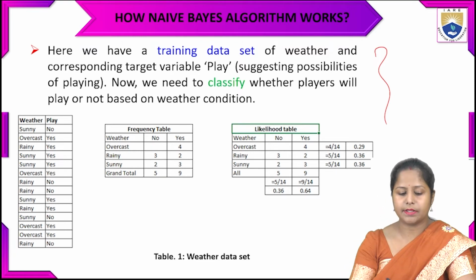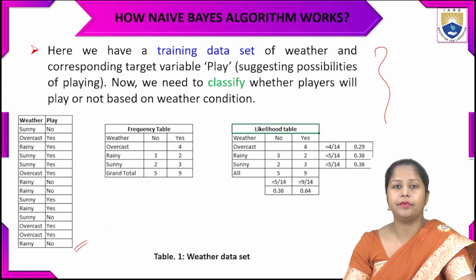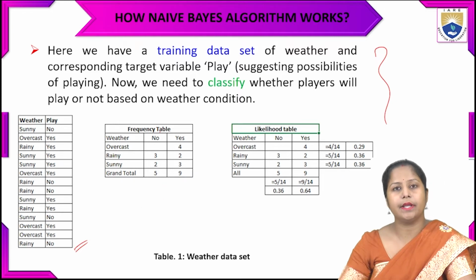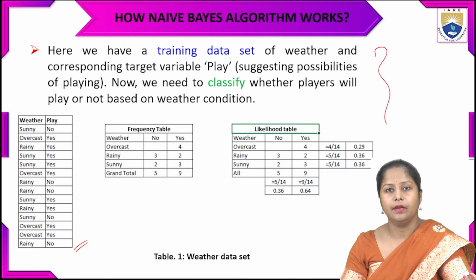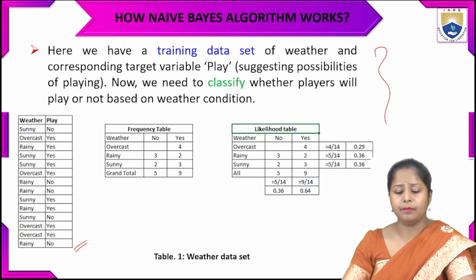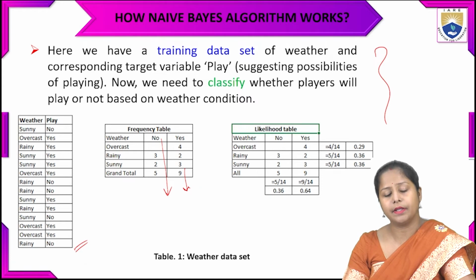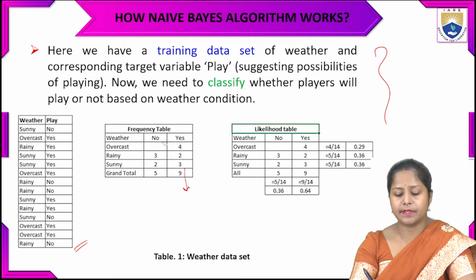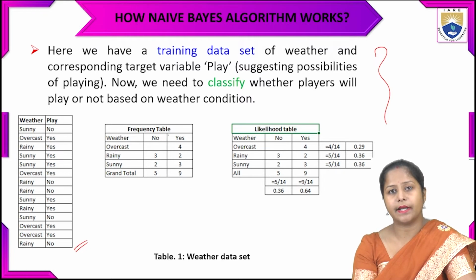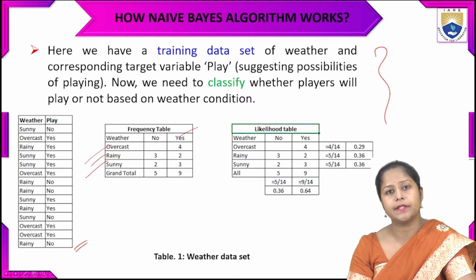Now after the first table is given, on the basis of that we have to make a frequency table. The frequency table is nothing but seeing the occurrence of each weather in the same play class levels: how many times in the overcast weather, in the rainy weather, and in the sunny weather. In this example, the class levels are no and yes, and there are three types of weather: overcast, sunny, and rainy.